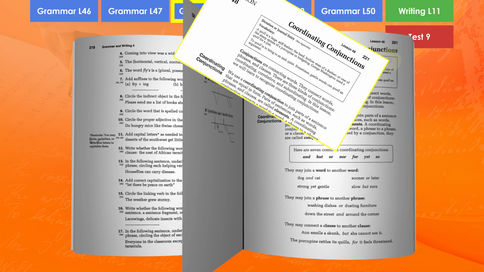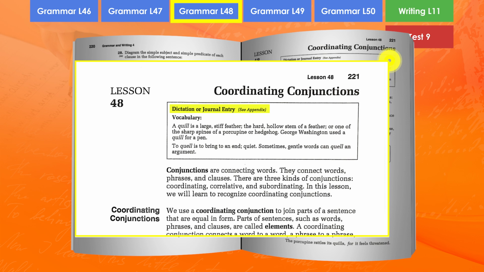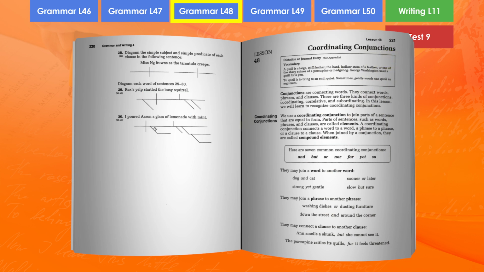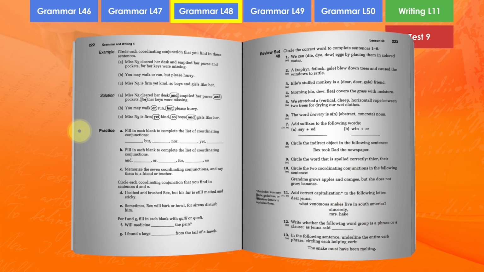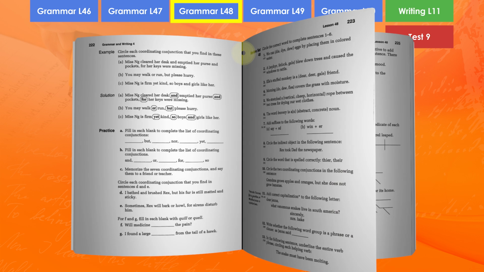On day 3 in lesson 48, the journal entry is, for what would you like people to remember you for someday? After journaling, again, there are 2 new vocabulary words, quill and quell, and the lesson is about coordinating conjunctions. Then there are a few practice problems to complete together and the review set for the student to complete independently.